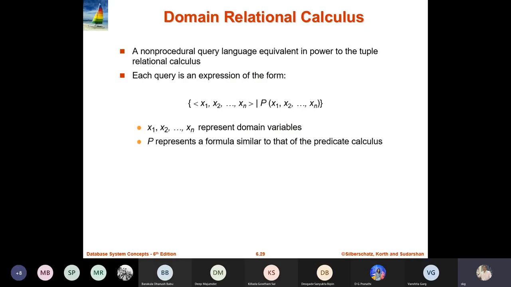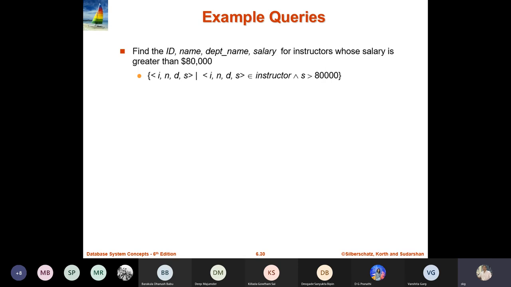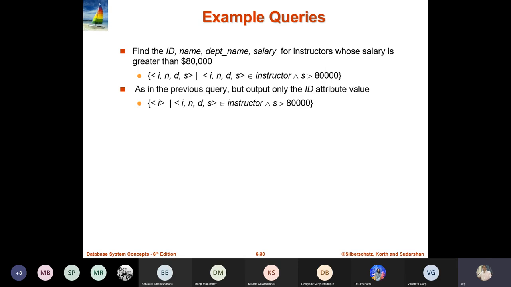where P, X1, X2, etc. So what we see here is that these represent the domain variables, right? Unlike there, the difference is that it is similar to the way it is represented in the tuple relational calculus, but here what we represent is the domain variable. So we present a formula similar to that of the predicate calculus, the same thing we saw in the case of tuple relational calculus.